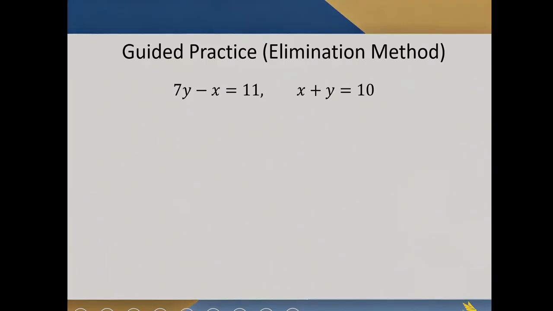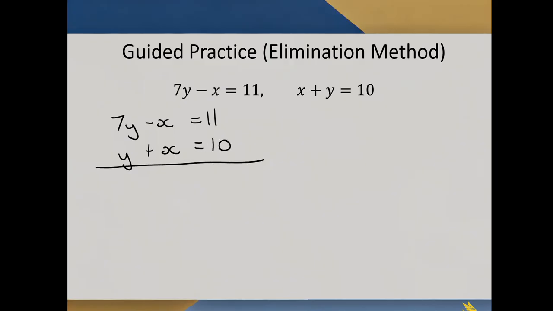The last question that we will do together will be 7y minus x equals 11 and x plus y equals 10. We could easily do this as substitution by getting either x or y by itself, but it's wanting us to do elimination. So I'm just going to have to reorder my second equation because I want my y's to be lined up and I want my x's to be lined up. So straight away here, I've got 7y take away x is equal to 11. And then I've got y plus x is equal to 10.